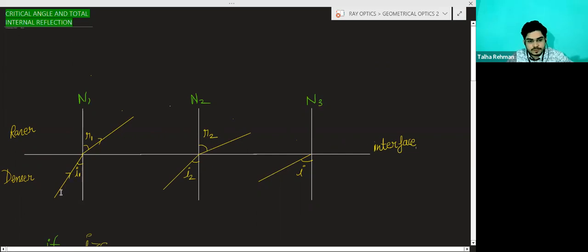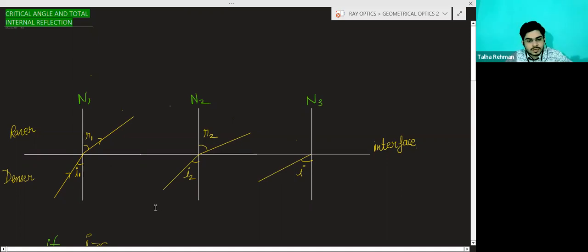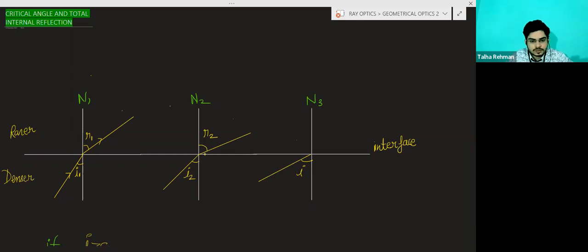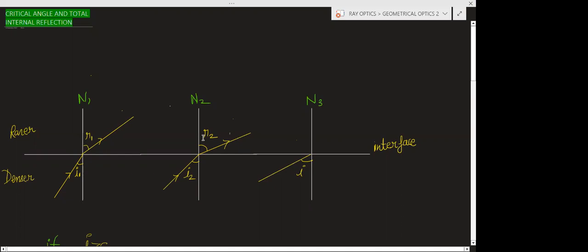So suppose, for example, the first ray is going from denser to rarer medium like this, at an angle of incidence I1 and angle of refraction R1. After that, you increase the angle of incidence to I2, and accordingly the angle of refraction will also increase.